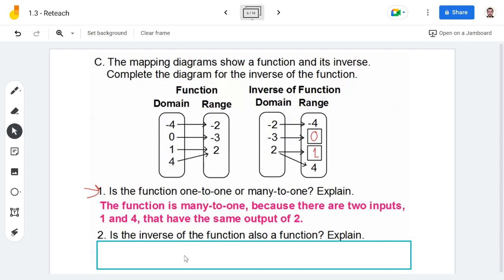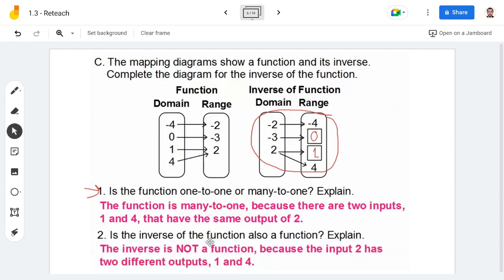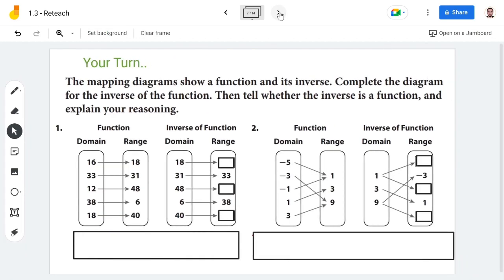Now, is the inverse of the function also a function? Is this one a function or not? If we check every input with one output: negative 2 with negative 4, negative 3 with 0, 2 with 1, and 2 with 4. So 2 is repeated twice, so the domain is repeated. This one is not a function because the input 2 has two different outputs, which are 1 and 4. Now it's your turn. Pause the video and try to solve them by yourself.